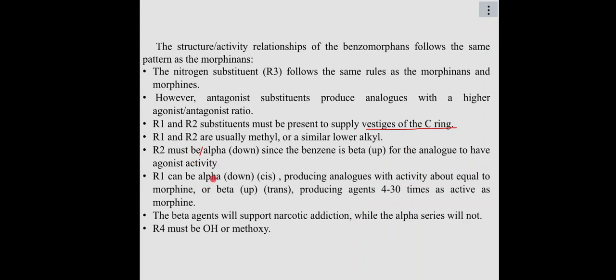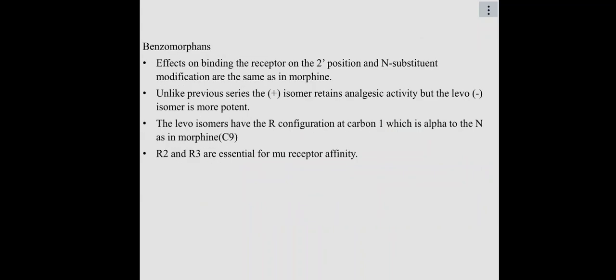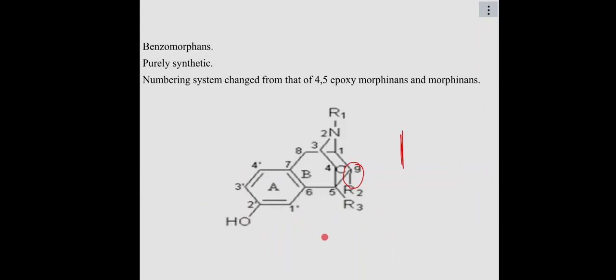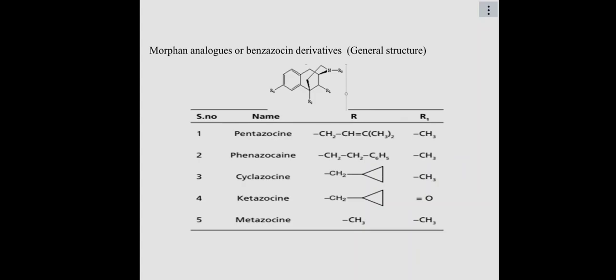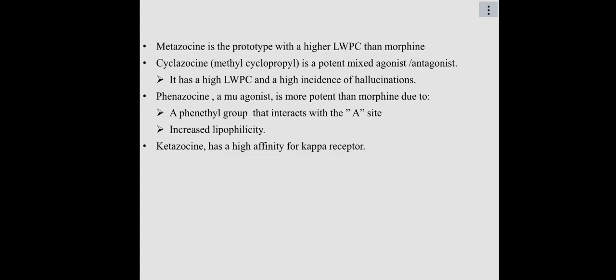R1 can be alpha, that is cis, producing analogs with activity about equal to that of morphine, or beta. So now we've gone to the other one, the R1 and R2. Why are they saying R1? Should be R2, R3. Or have I drawn it differently? I think we are using this one. Here is R1 and R2, but even that one doesn't show it nicely.